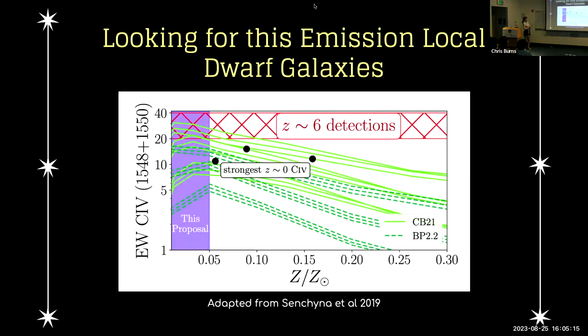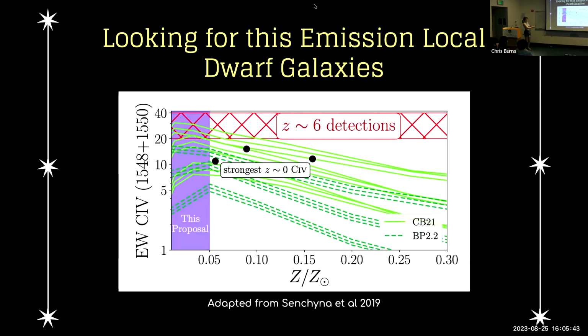To explain that further, I will show you a graph by my mentor and one of his collaborators. This graph shows carbon-4 equivalent width and how we expect it to scale as a function of metallicity. This red region that you see at the top here is how strong carbon-4 was observed at very high redshift. And each of these green lines that you see along here are photoionization models that are trying to model how carbon-4 emission should scale as a function of source metallicity.